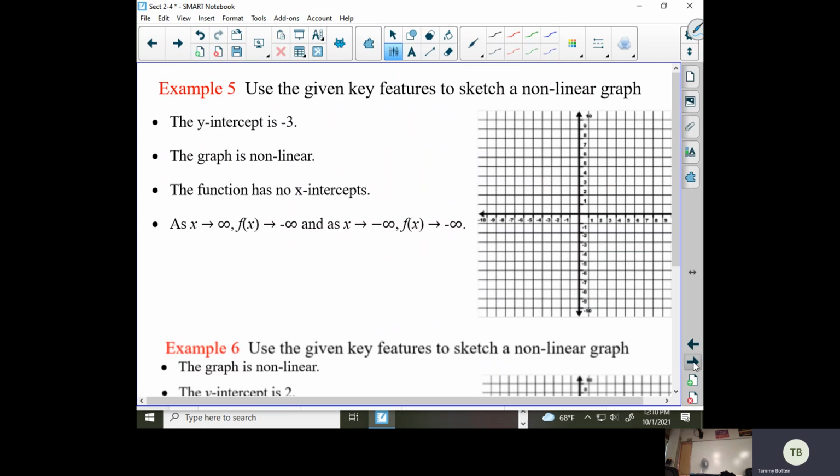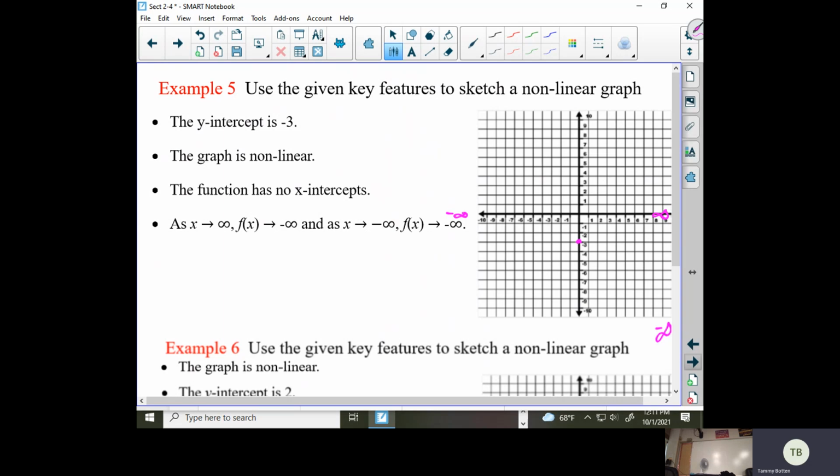All right. So now let's look here. It says the y-intercept is -3, right here. The graph is non-linear, so either a U-shape or a V. The function has no x-intercepts, okay? If I have a graph that doesn't cross here, where does it have to open? Would it open up or would it open down? Down, right?